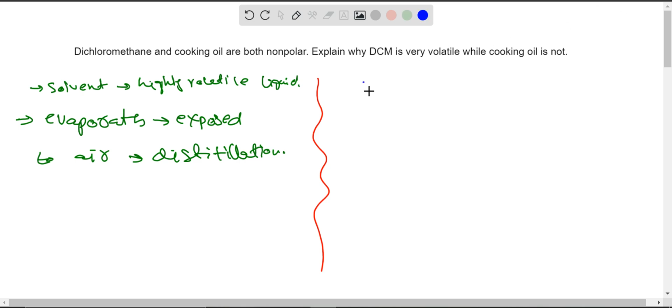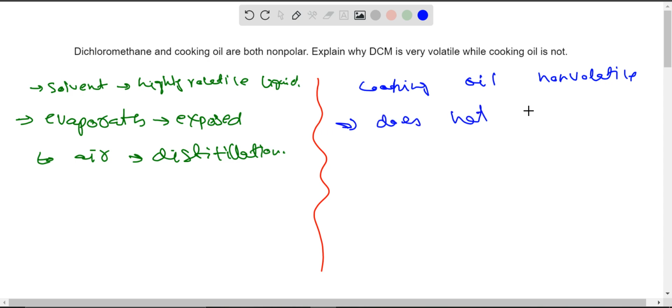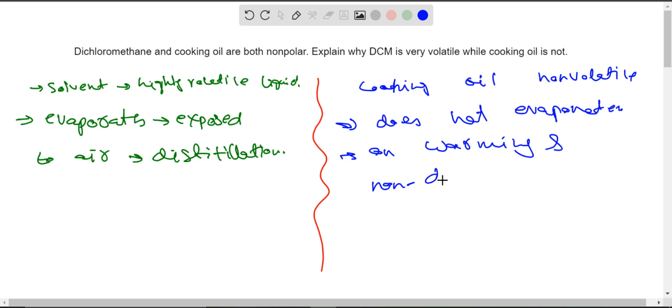Now cooking oil is non-volatile because it does not evaporate. It does not evaporate on warming, and is non-drying as a function.